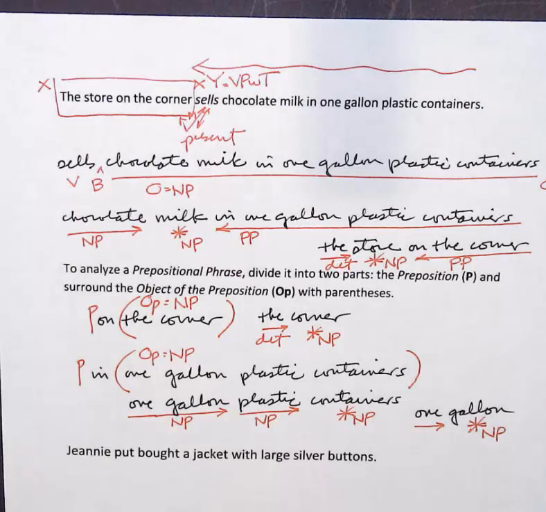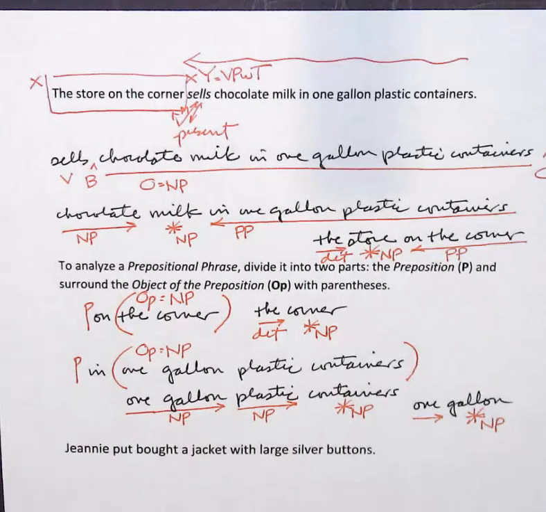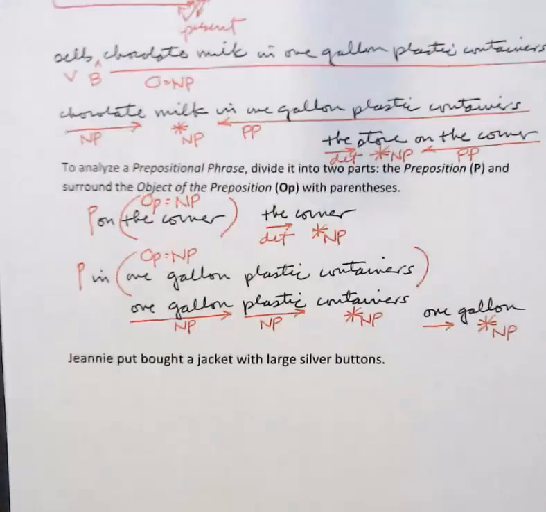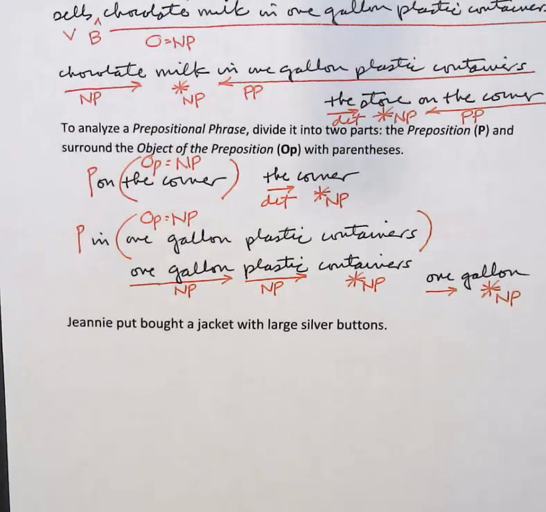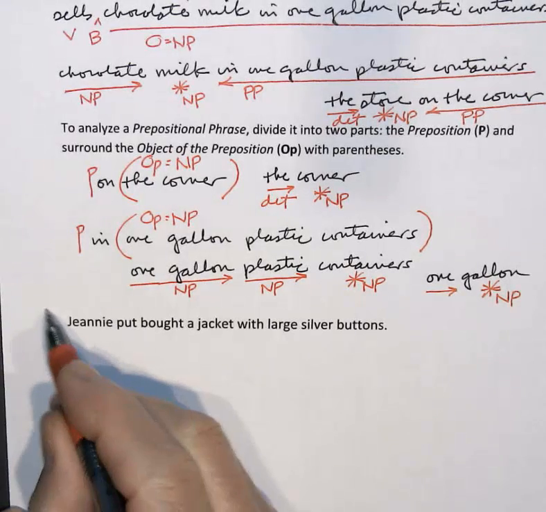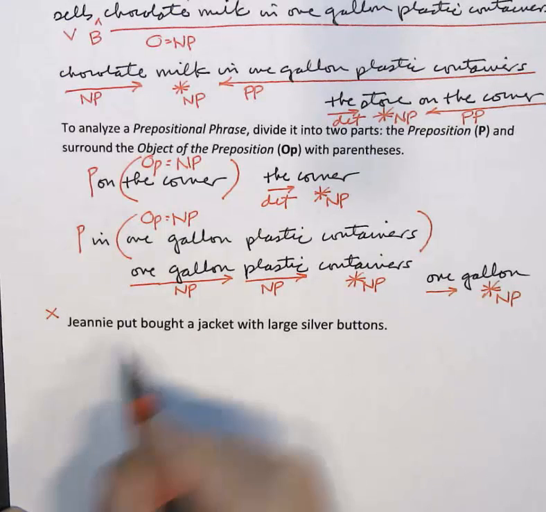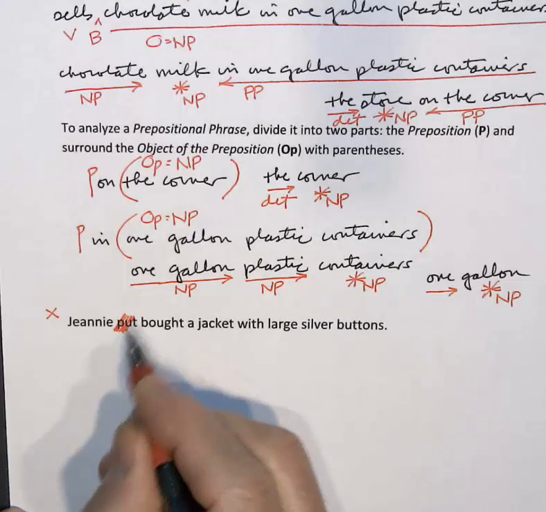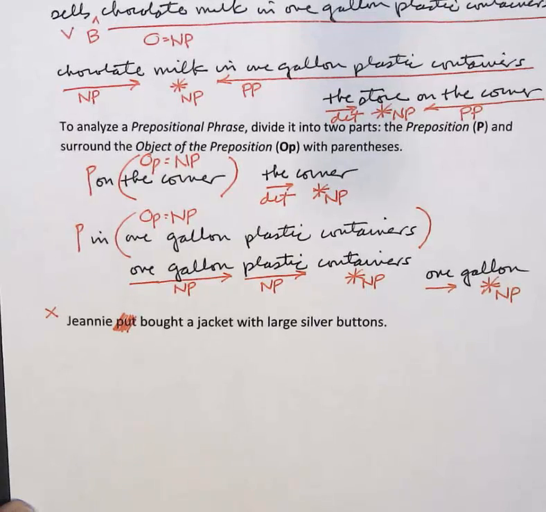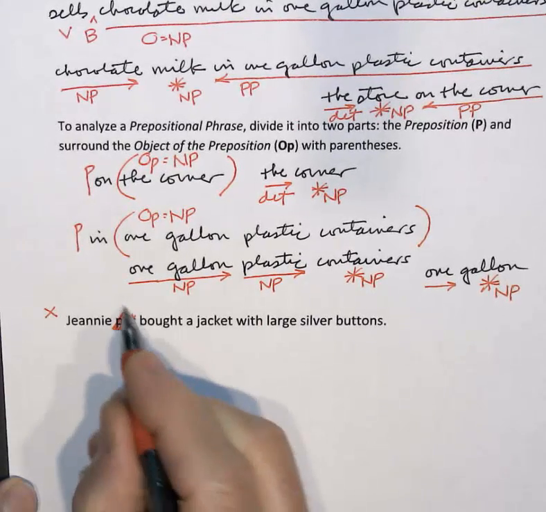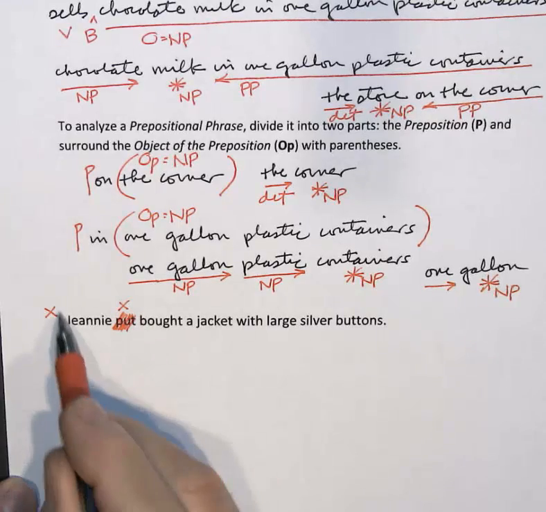Now, actually, we can say that at this point in the class, we're able to analyze every sentence that we work with down to the individual words. So let's try one. Jeannie bought a jacket with large silver buttons. Oh, excuse me, I got a bad sentence here. Okay. Jeannie bought a jacket with large silver buttons. Did Jeannie buy a jacket with large silver buttons? Jeannie did not buy a jacket with large silver buttons.